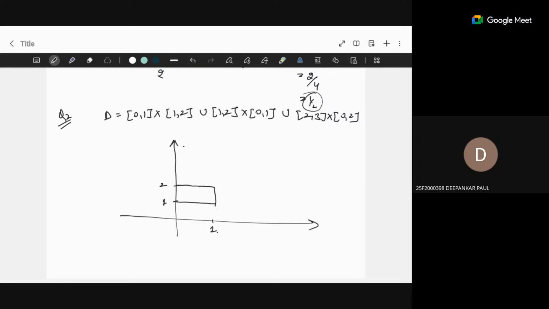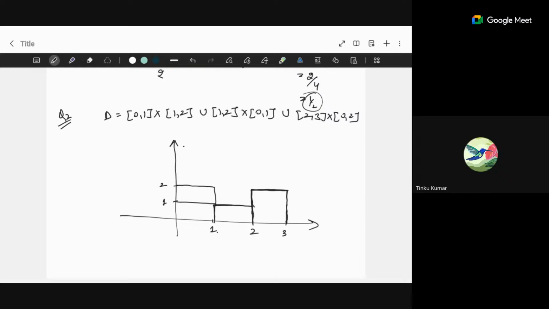Now, next one. It is going from 1 to 2 and 0 to 1. Basically this figure. Then 2 to 3 and 0 to 2. So this figure. Right? Figure is clear? These are my figures. Yes, ma'am.